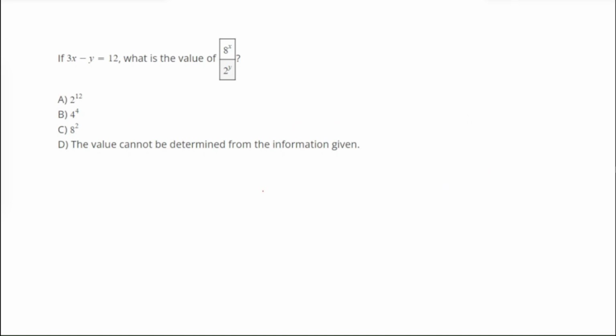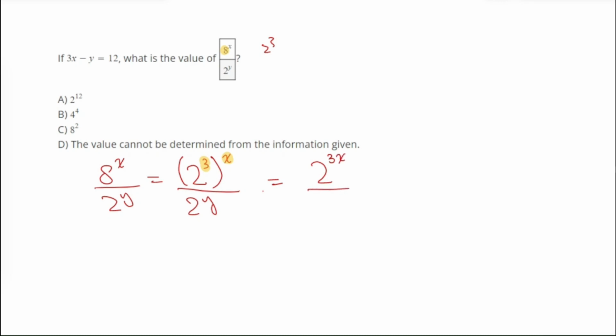Question number 2. If 3x minus y equals 12, what is the value of 8 power x divided by 2 power y? We can express this 8 as 2 power 3. So we have the same base in the numerator and the denominator. So 8 power x divided by 2 power y will become (2 power 3) bracket power x divided by 2 power y. Now the power inside the bracket and the power outside the bracket will multiply. So this can be rewritten as 2 power 3x divided by 2 power y.